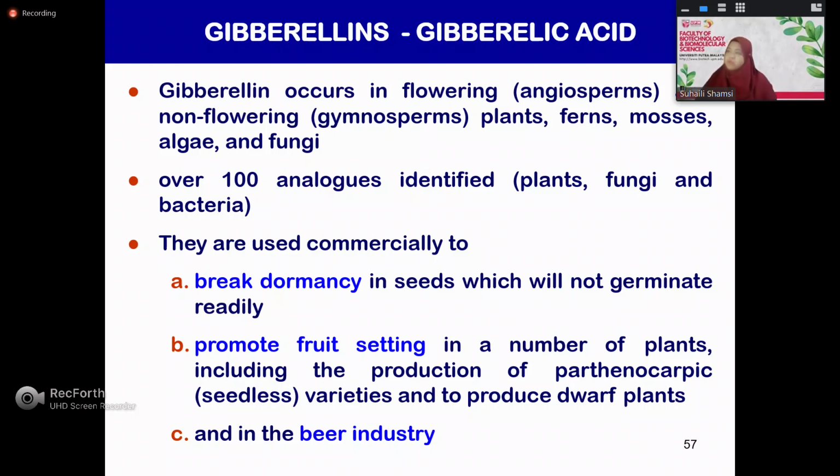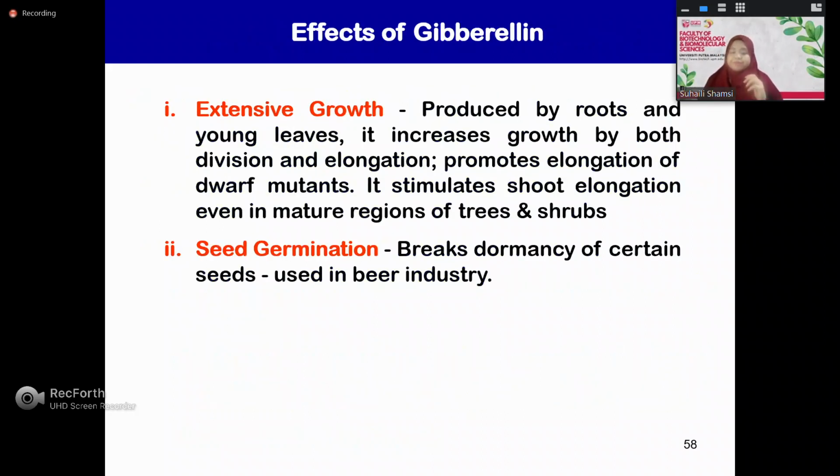So they are used commercially in the agriculture industry to initiate the seed germination by breaking down dormancy, which eventually leads to the growth of the seed itself, and it promotes fruit setting in a number of plants, including the production of parthenocarpic or seedless varieties and to produce dwarf plants. So it works together with auxin for parthenocarpy. And it can also be used in the beer industry. We're going to look into that later on, right?